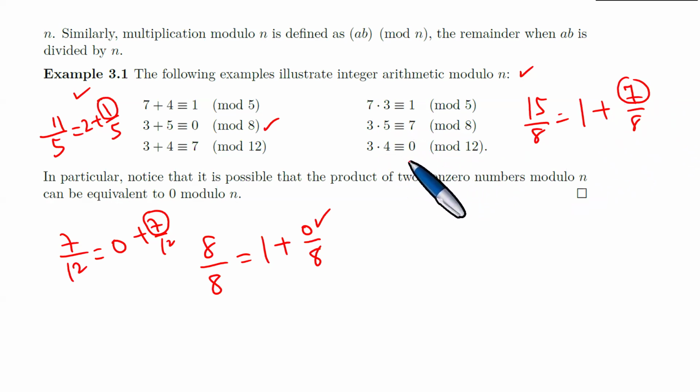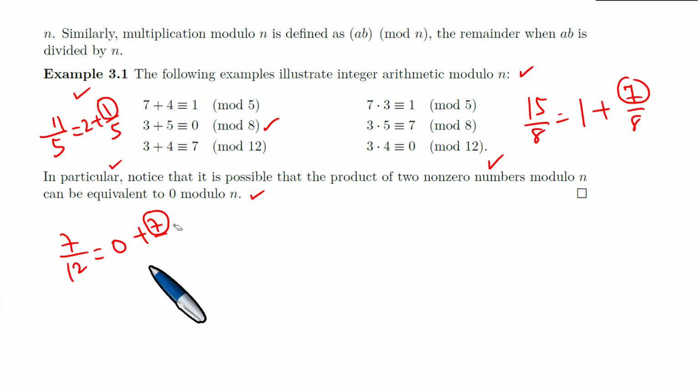Now 3 times 4 is 12, which is equivalent to 0 modulo 12. In particular, notice that it is possible that the product of two non-zero numbers modulo n can be equivalent to 0 modulo n.